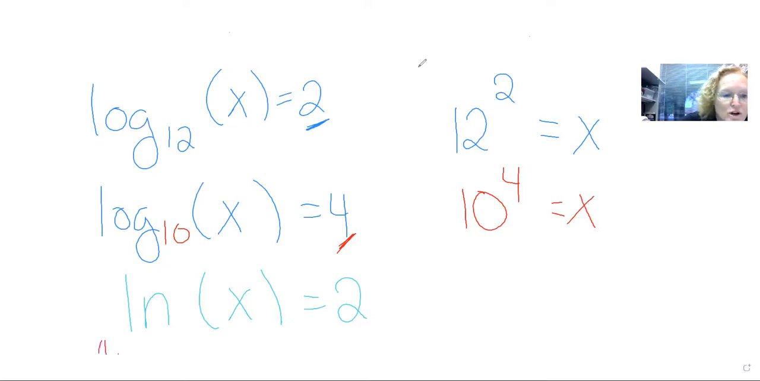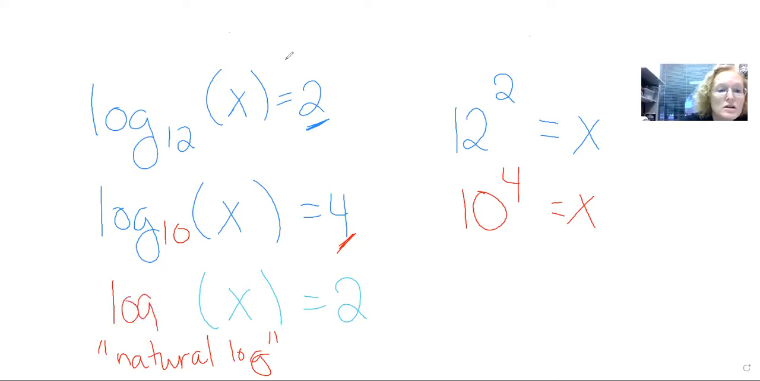ln, if you don't know what that means, natural log. I have always told people I don't understand why they didn't write it NL, but they didn't, and I didn't make the rule. So I want you to know that the natural log is the exact same thing as the log with a base of e.